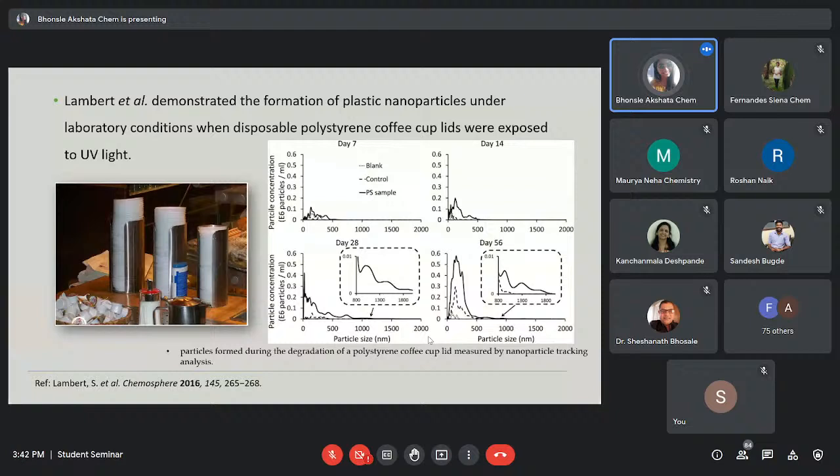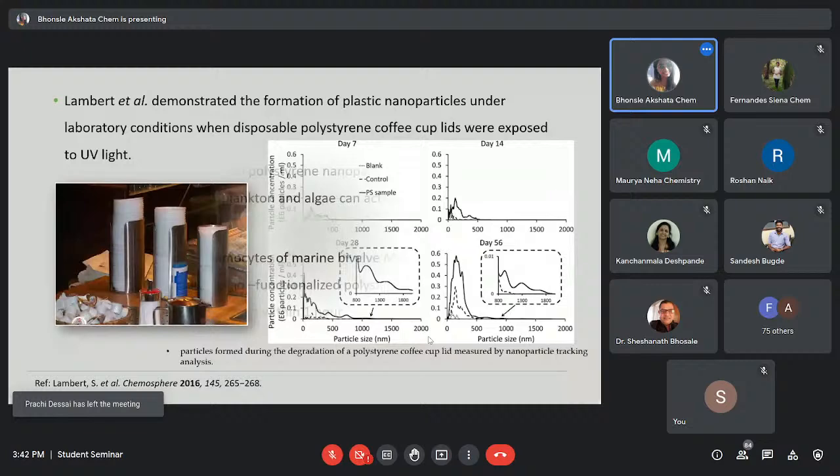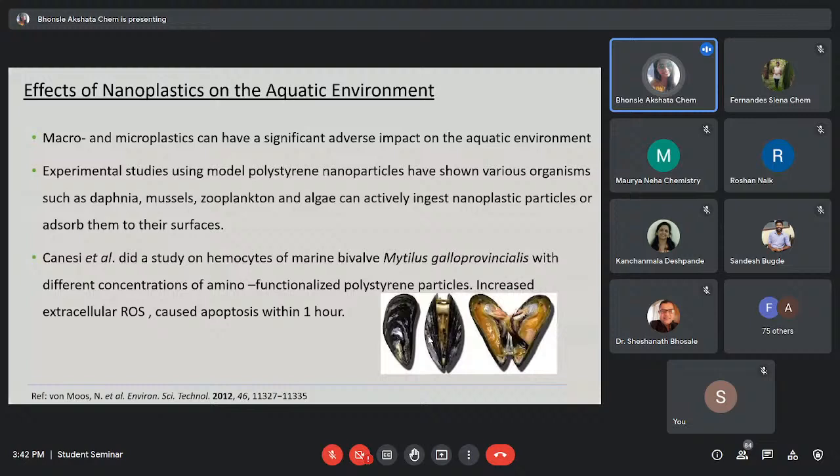In this study, we have seen that on day 56 so many nanoparticles are produced, but all these plastics are lying on the Earth's surface for so many years, and so much nanoparticles and microplastics are produced and are being produced. So, effects of nanoplastics on the aquatic environment. Experimental studies using model polystyrene nanoparticles have shown that various organisms like Daphnia, mussels, zooplankton, and algae can actively ingest nanoplastic particles, or they can also adsorb them to their surface. Daphnia are microscopic insect-like organisms which are there in the water bodies.